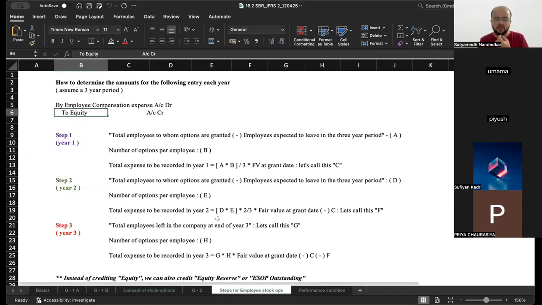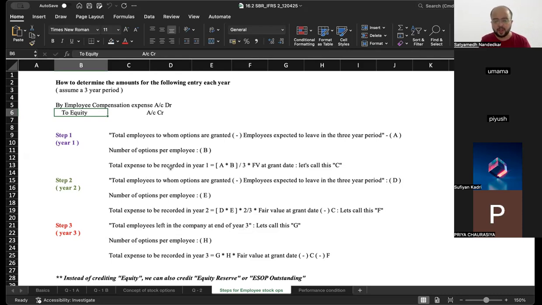Whenever you do the accounting for stock options, the first step is you should determine what is the fair value at grant date. Okay. Then total employees to whom options are granted minus employees expected to leave in, assuming it's a 3-year period, total employees expected to leave in the 3-year period. Number of options per employee आप calculate करेंगे, which will be given to you in some cases.